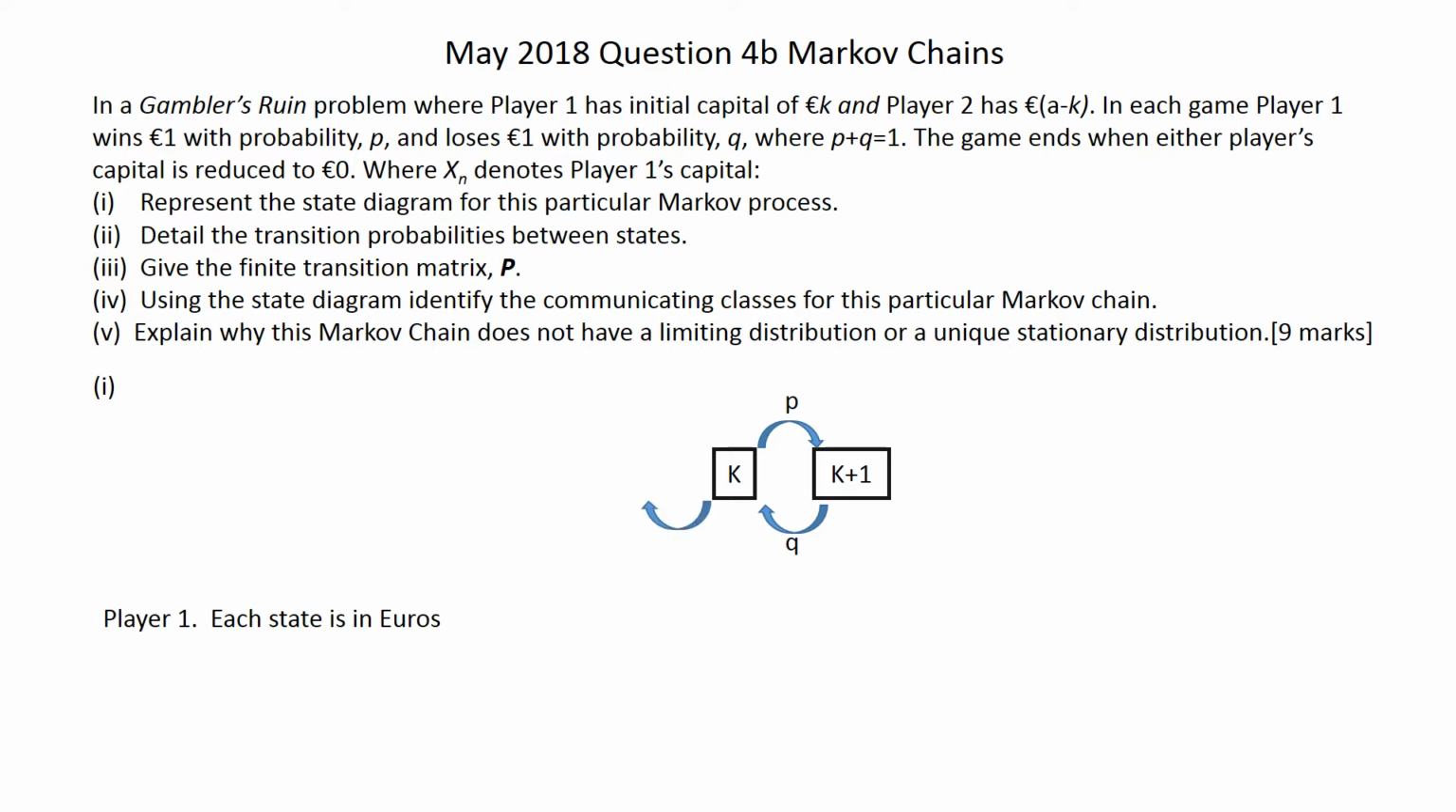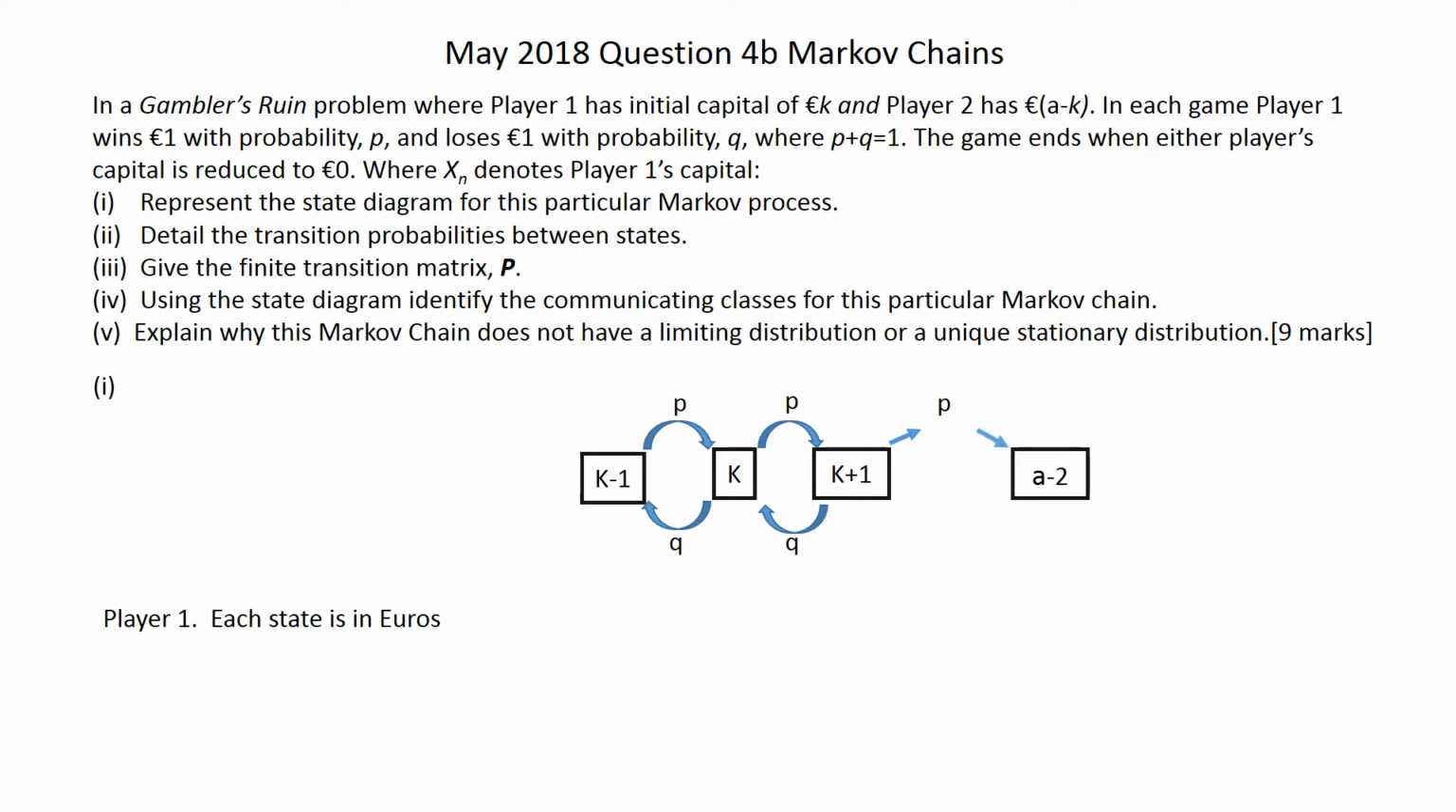When they're at K euros, if they play the game again and lose with a probability of Q, they end up at K minus 1 euros. When they're at K minus 1 euros and they play the game with a probability of P, they could end up back in K euros. So you can see this pattern now. They increase by 1 with a probability of P, they decrease by 1 with a probability of Q, and that goes the whole way through the chain.